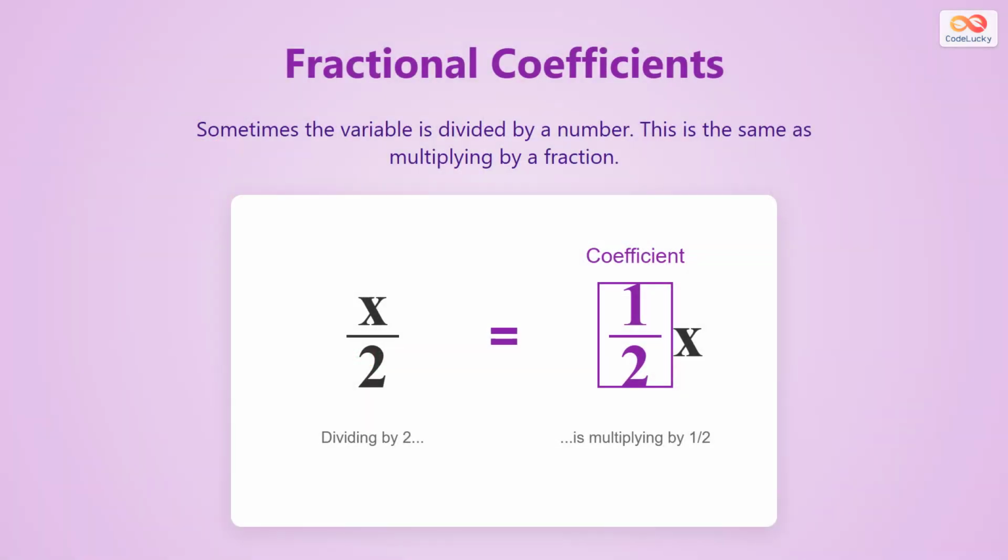Coefficients aren't always whole numbers. They can be fractions too. If you see x divided by 2, that is the same as multiplying x by 1/2. So, the coefficient here is 1/2.